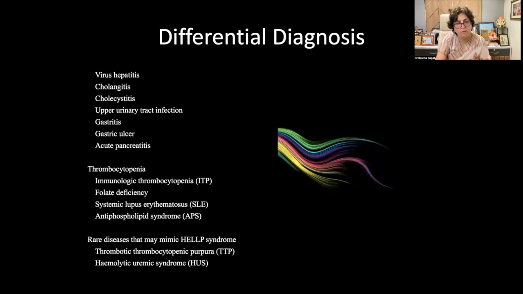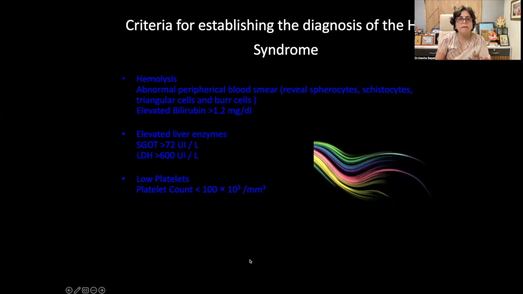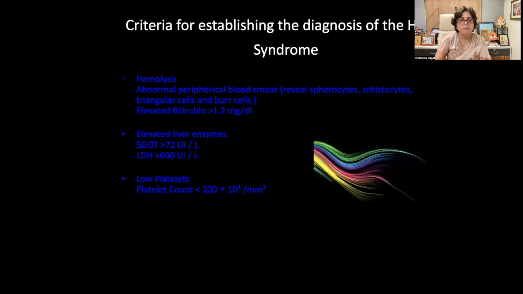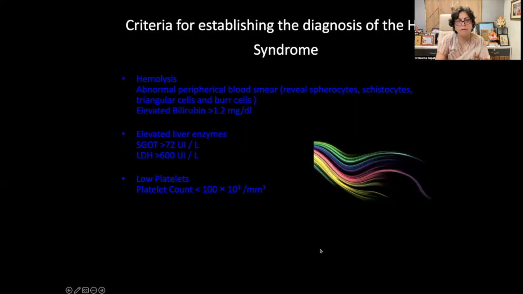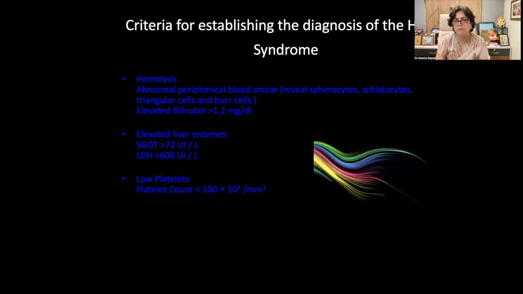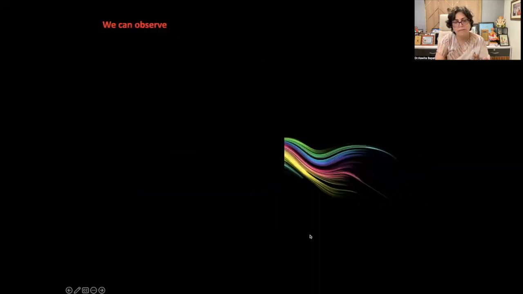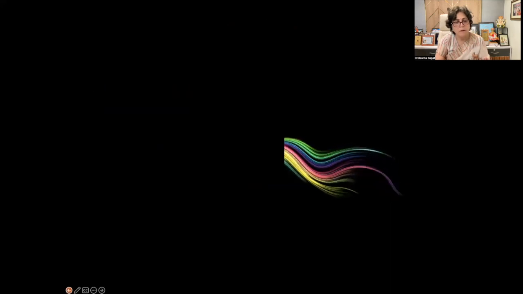Thrombocytopenia may be due to immunological causes, folate deficiency, SLE, antiphospholipid syndrome, and rare diseases which mimic the syndrome are TTP, thrombocytopenic purpura, or hemolytic uremic syndrome. Then the criteria for establishing the diagnosis of the syndrome are again hemolysis, elevated liver enzymes, and low platelets. Hemolysis is an abnormal peripheral blood smear, which reveals spherocytes, schistocytes, and triangular cells. Elevated bilirubin is also there. Liver enzymes are elevated, and the low platelet count is another important point.